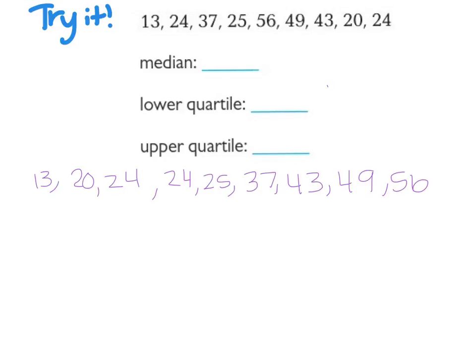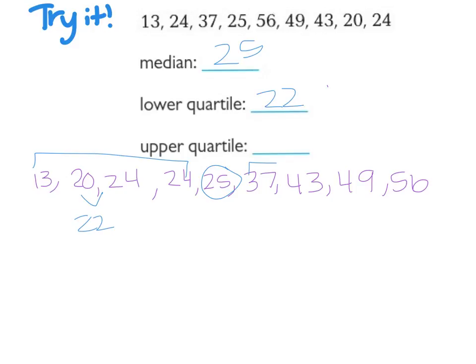Okay, so I've gone ahead and put all my numbers in order, and I'm sure that's what you did first of all as well. To find my median, I looked for my middle number, which led me to 25. Now my lower quartile was 13 to 24. So I'm looking for the mean of these two numbers here. So what's halfway between 20 and 24? Which would be 22.